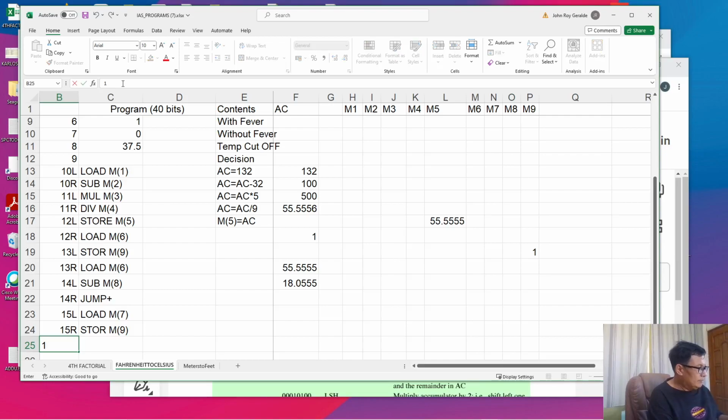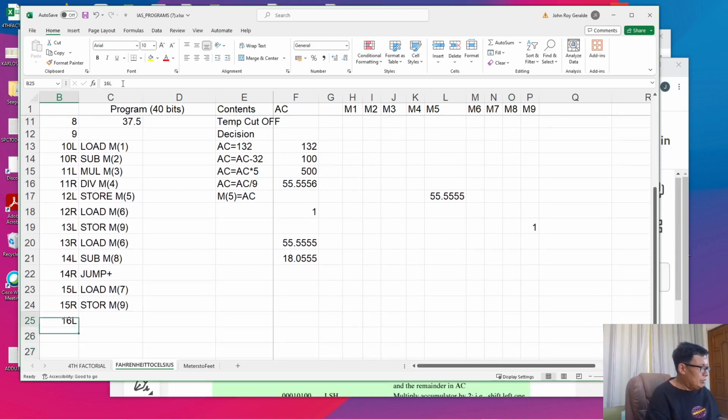And in 16L, we will stop by doing a jump of 16, 0 to 19, because this is to the left. So this will be a jump plus of M(16, 0:19), 16L. So it's like a jump, but this time this is a jump plus.